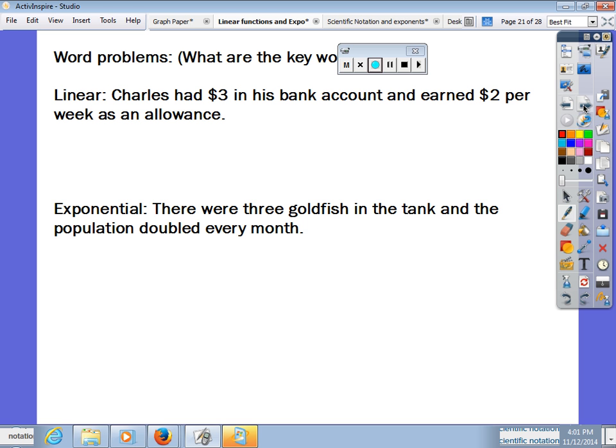And then we also looked at some word problems. I know this is linear because of the word per. I know that this would be exponential because of the word doubled. Okay? So let's go ahead and do this together. It says Charles had $3 in his bank account and earned $2 per week as an allowance. So the word per is what goes with your x. And what you start out with, that's your initial value or your y-intercept.